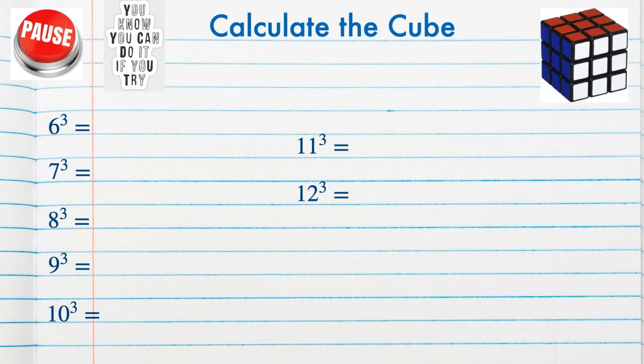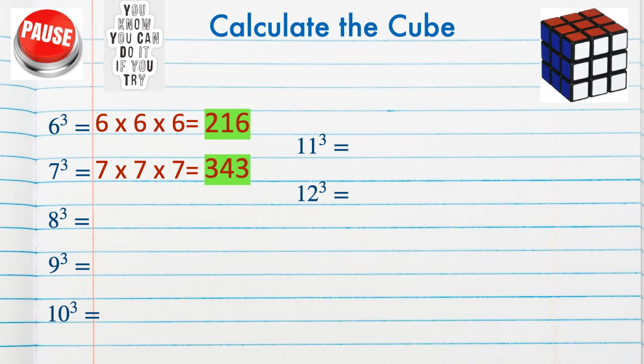So let's see, 6 cube. And by the way, if you are using a calculator, don't forget to still write it out. Because again, you want to train that brain of yours, that beautiful brain you have. That 6 cube is the same as 6 times 6 times 6, which equals 216. 7 cube is 7 times 7 times 7, which equals, yep, 343. If you got something different, check your work.